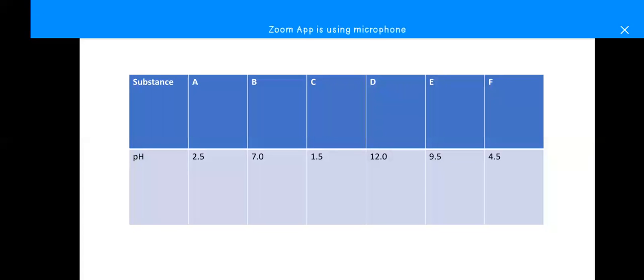To make things easier, A has a pH of 2.5, showing you that it's an acid. B, 7, means that it's neutral. C, 1.5, shows you that it's an acid. D, that is 12.0, shows you that it's a base. Then E, 9.5, is greater than 7, so also a base. Then you have F, that is 4.5, less than 7, so it's an acid. So those that will react with an alkaline are the acids. So you have A, C, and F. They are all acids that can react with an alkaline.